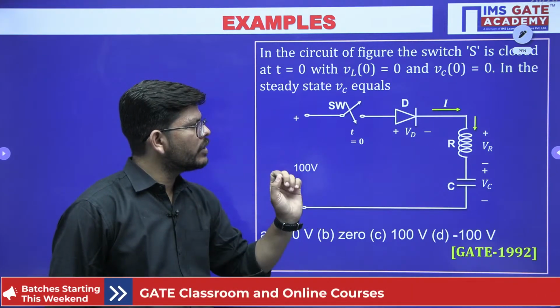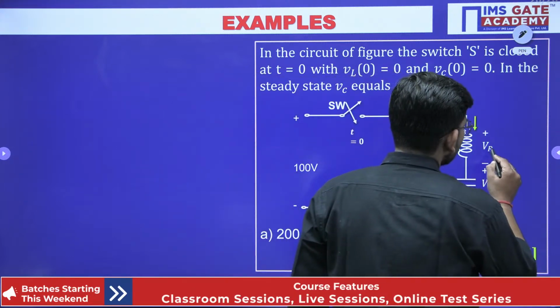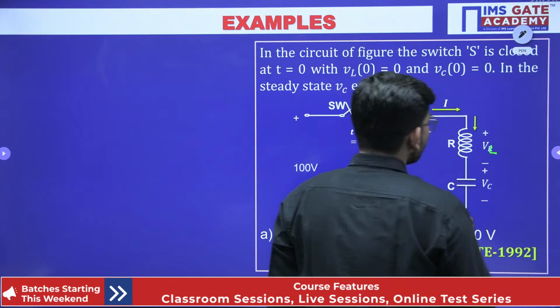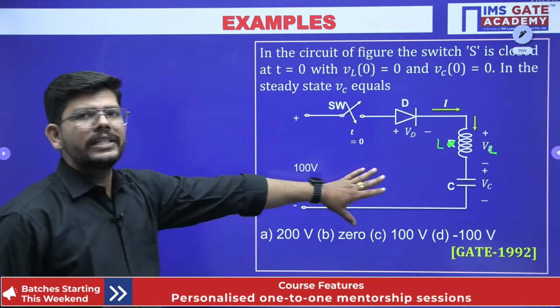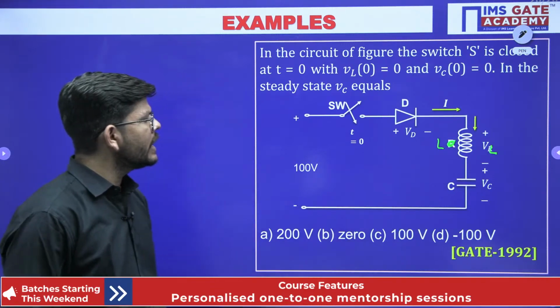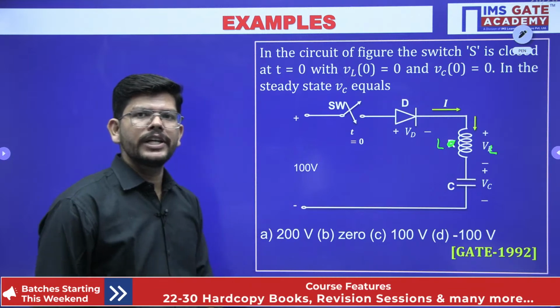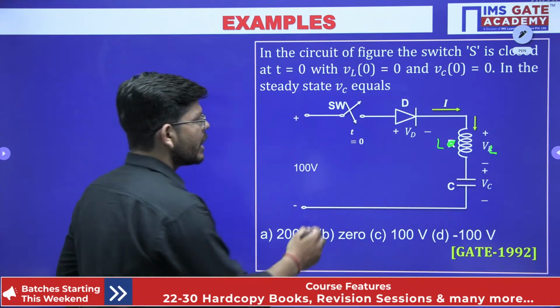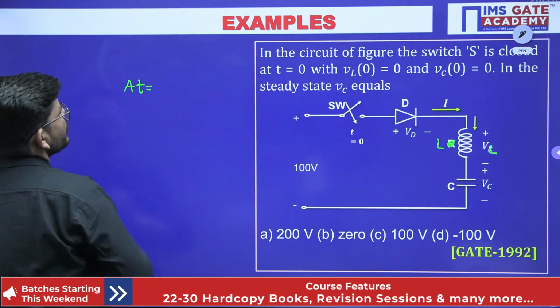This is a normal case, no inductor voltage. Let me write L here, this is not R. This is L. An LC circuit is there, no initial inductor voltage, no initial capacitor voltage, and they are asking at the steady state, what is going to be the capacitor voltage? So at the end, what is going to be the capacitor voltage?